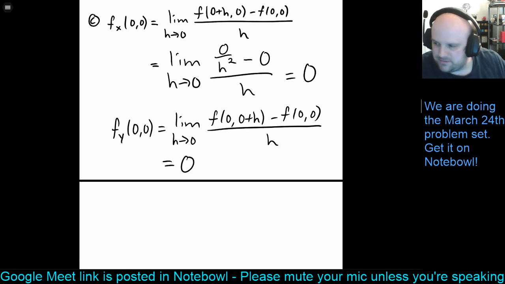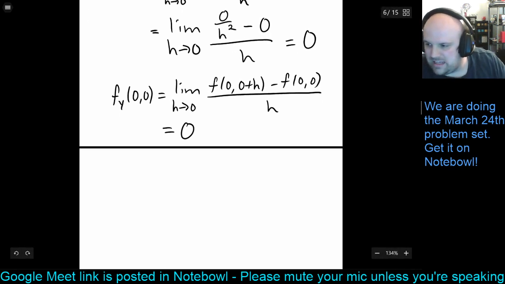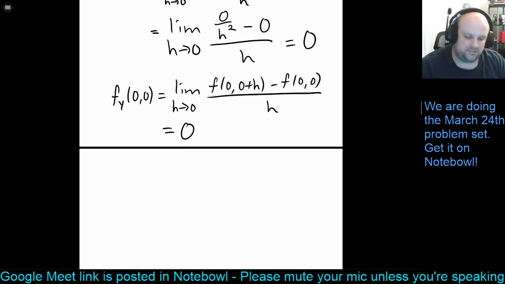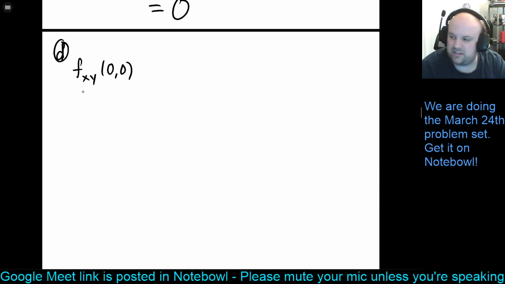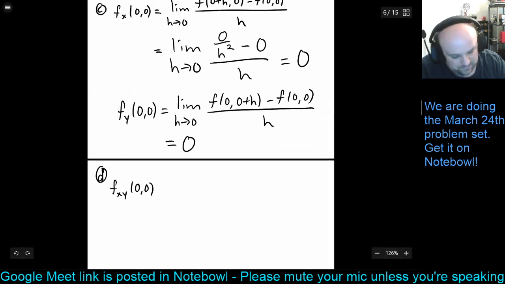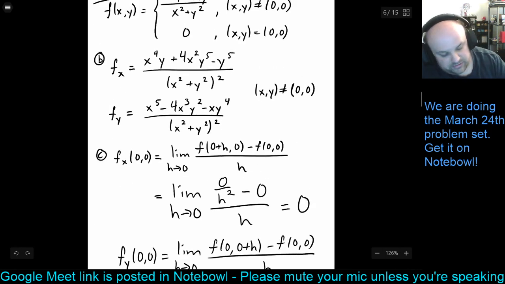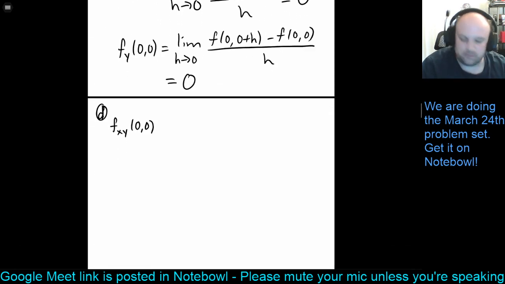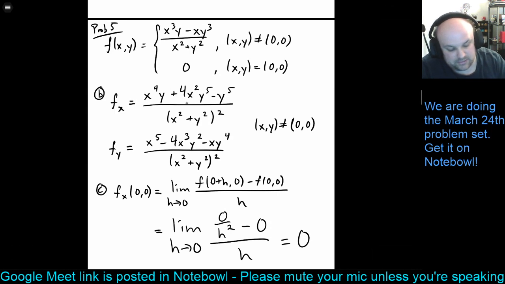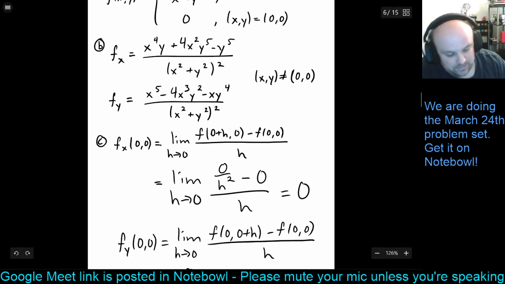So now that we have those, let's look at the last part here. We want to take the mixed partials at the origin. So now we want part D. We're looking for f_xy at (0, 0), the second partial. We're going to use the formulas we found up here, because before we take this limit, we're not at the origin, so we can plug all that into these derivatives we found, and then do the limit.